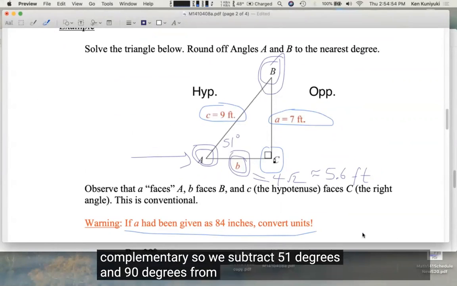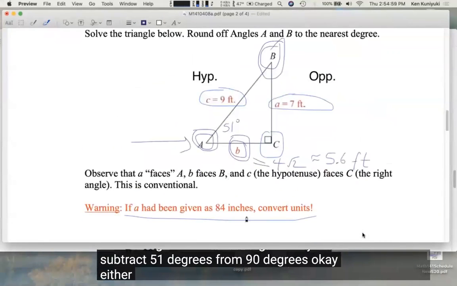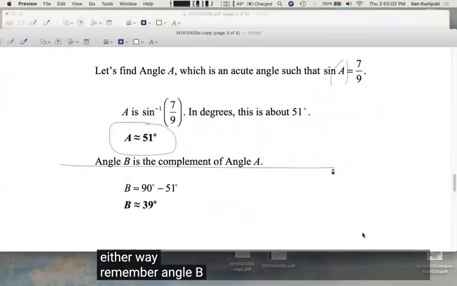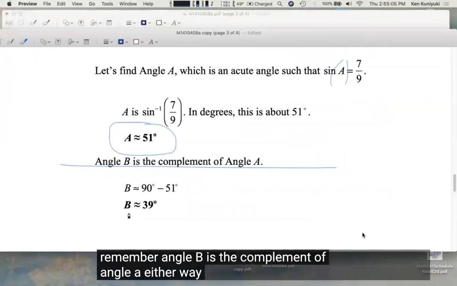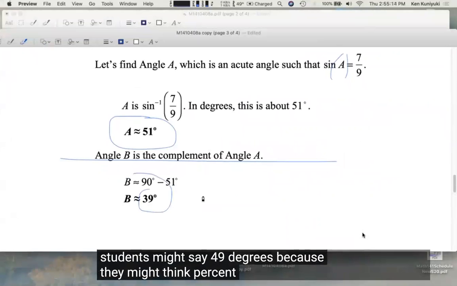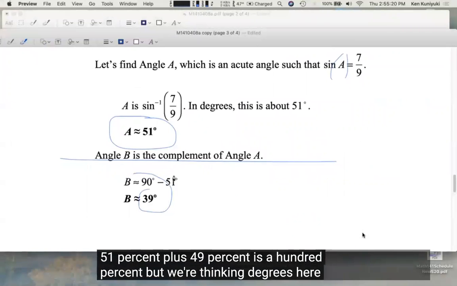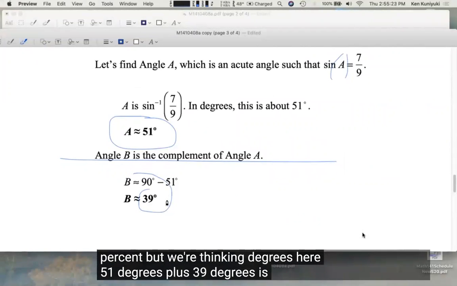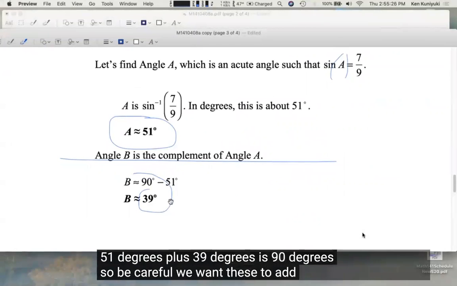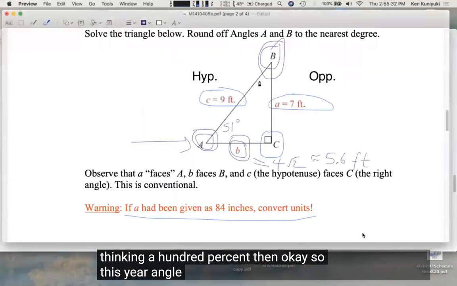51 degrees and 90 degrees from 180 degrees, or just subtract 51 degrees from 90 degrees. Either way, remember angle B is the complement of angle A. Angle B will have measure about 39 degrees. Be careful because many students might say 49 degrees because they might think percent. It's true that 51% plus 49% is 100%, but we're thinking degrees here. 51 degrees plus 39 degrees is 90 degrees. So be careful. We want these to add up to 90 degrees, not 100 degrees. You're thinking 100% then. Okay, so this here, angle B is 39 degrees to the nearest degree.